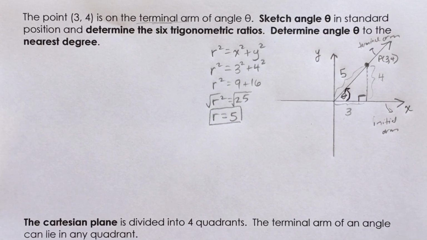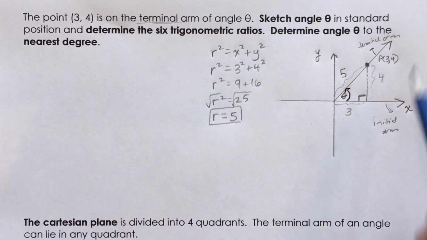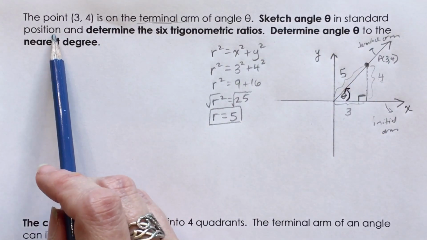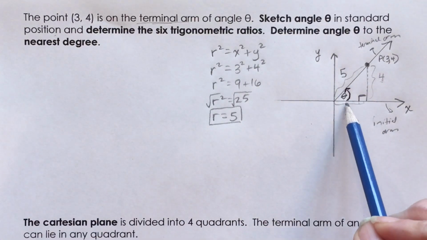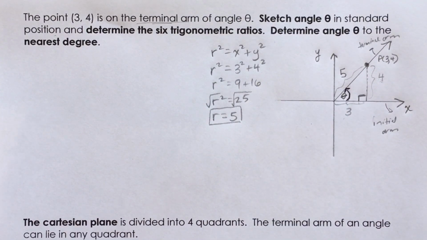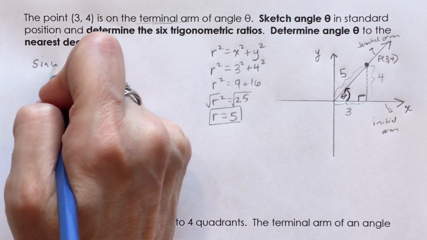Okay, so now that we've labeled all 3 sides, the angle, the right angle, we've got 3 out of 3 on our sketch. Sketch angle theta in standard position. So standard position means we're measuring from the positive x-axis counterclockwise towards the terminal arm. And we want to determine the 6 trig ratios. So you are going to be memorizing them.